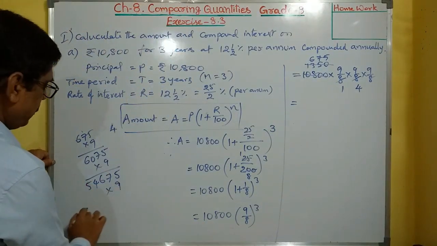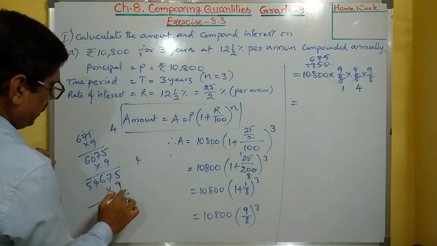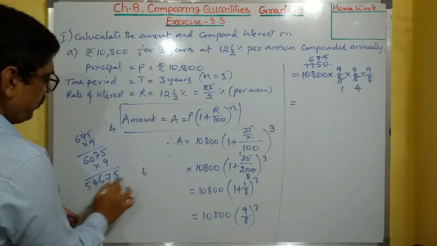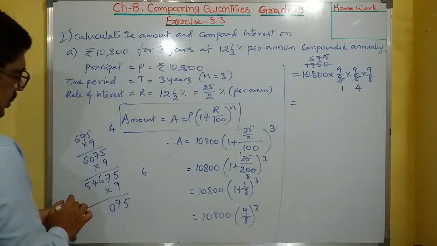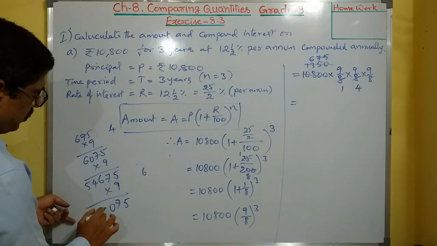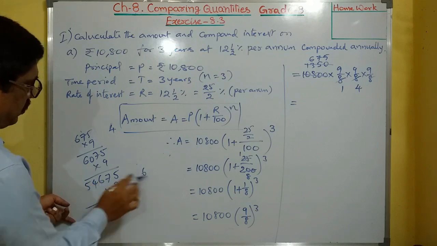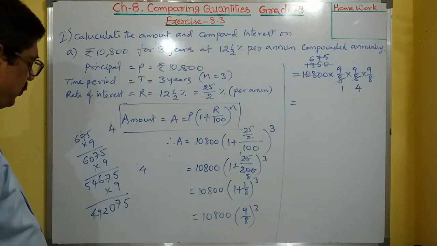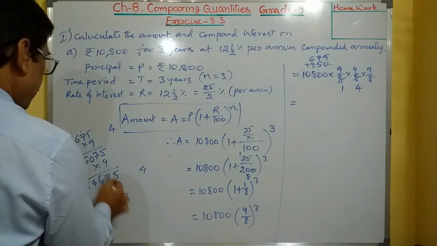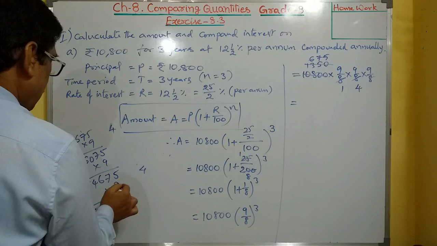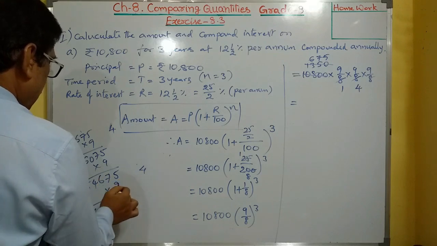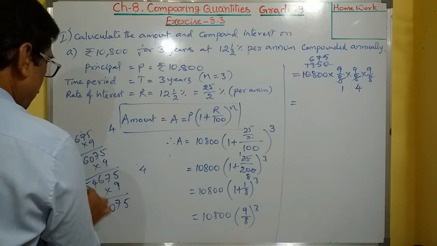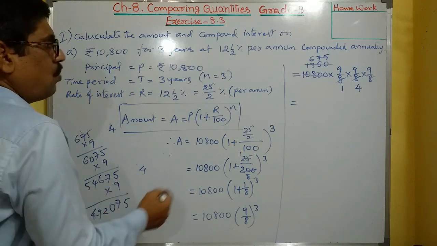Now 9 fives are 45. 9 sevens are 63, 67. 9 sixes are 54, 60. 9 fours are 36, 42. 9 fives are 45, 49. So 492075.